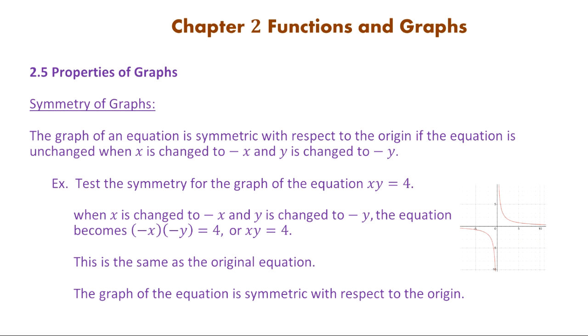The graph has two branches, one in the first quadrant and the other in the third quadrant, but they are reflections of each other across the origin, isn't it?